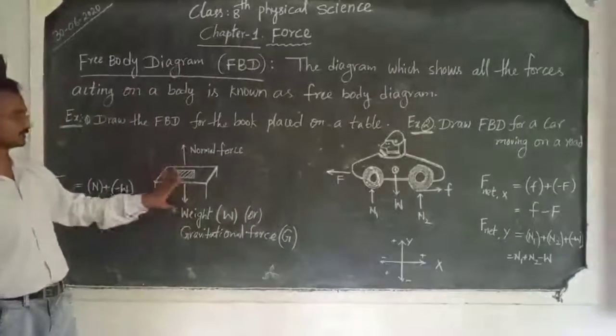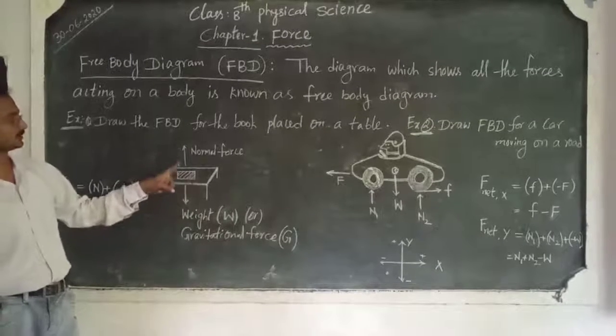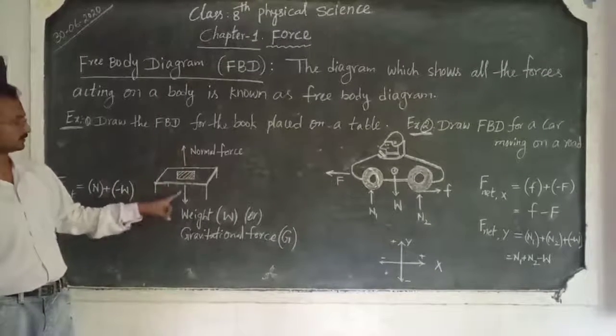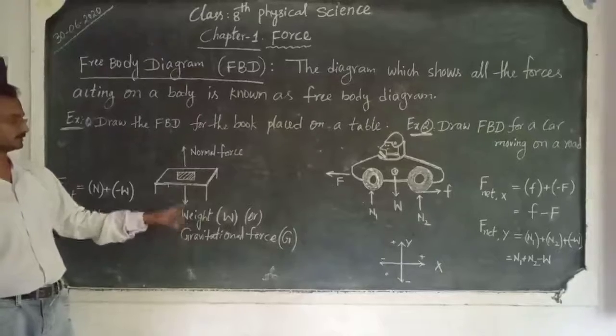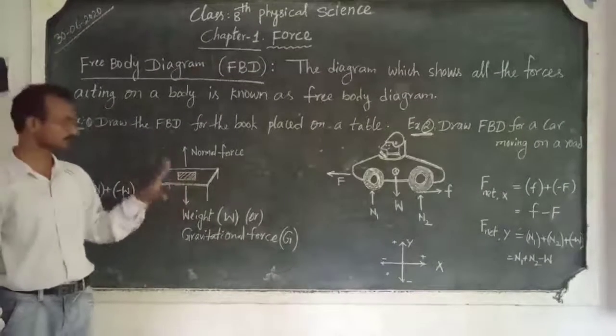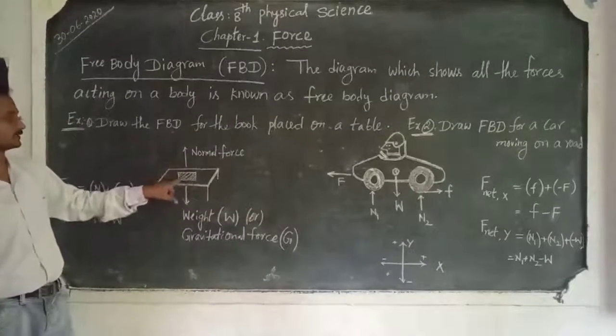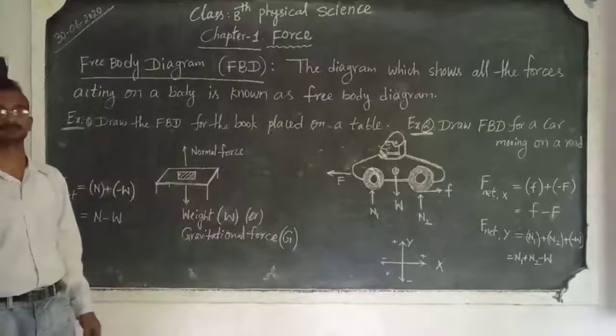Is this diagram showing all the forces acting on the book or not? Yes, this diagram shows that in the upward direction normal force is acting, in the downward direction weight is acting. Yes, it is enough to show the forces acting on the book. So this diagram is known as the free body diagram for the book which was placed on the table.